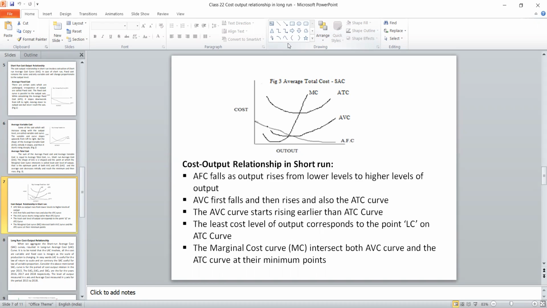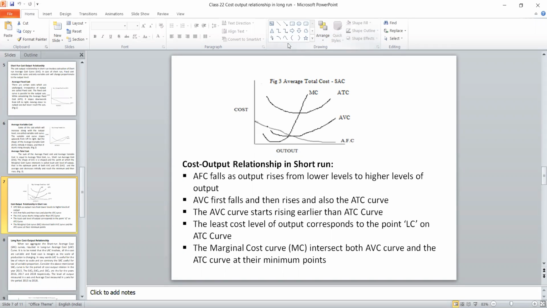particular period. When we draw the marginal cost curve, it intersects both AVC and ATC at their minimum point. So if you draw this particular diagram, then these 5 points are considered as implications of the short run average cost curve. It's nothing but the cost output relationship in the short run. What are the 5 things? Keep it in mind. There are 5 key points you should mention.